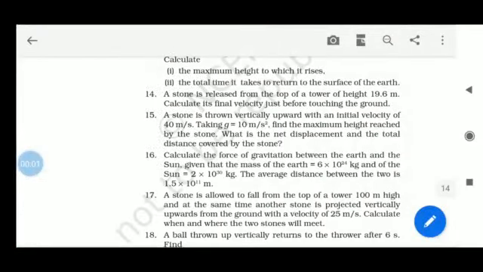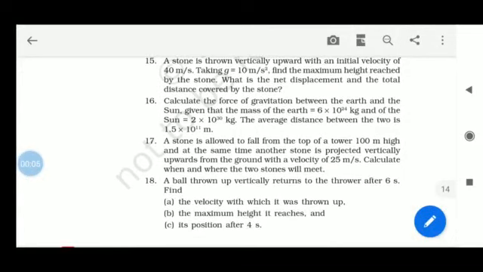Okay, students, problem number 17. A stone is allowed to fall from the top of a tower 100 meter high, and at the same time, another stone is projected vertically upwards from the ground with a velocity of 25 meter per second. Calculate when and where the two stones will meet. So when means time, and where means position, that means height.